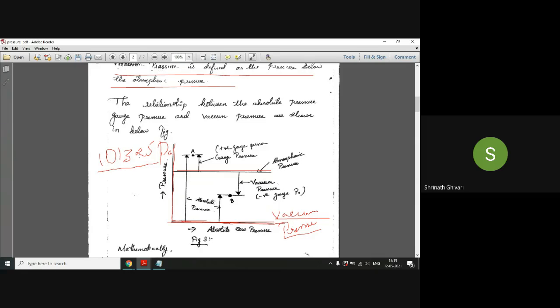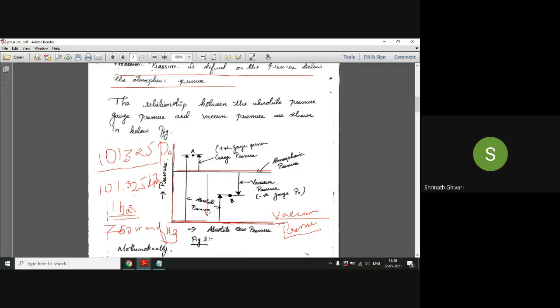It is 1,01,325 Pascal, or 101.325 kilopascal, or also known as 1 bar. Okay, done. One more is 760 mm of Hg, in terms of mm of Hg. 760 mm of Hg. So this is the atmospheric pressure, 101,325 Pascal.